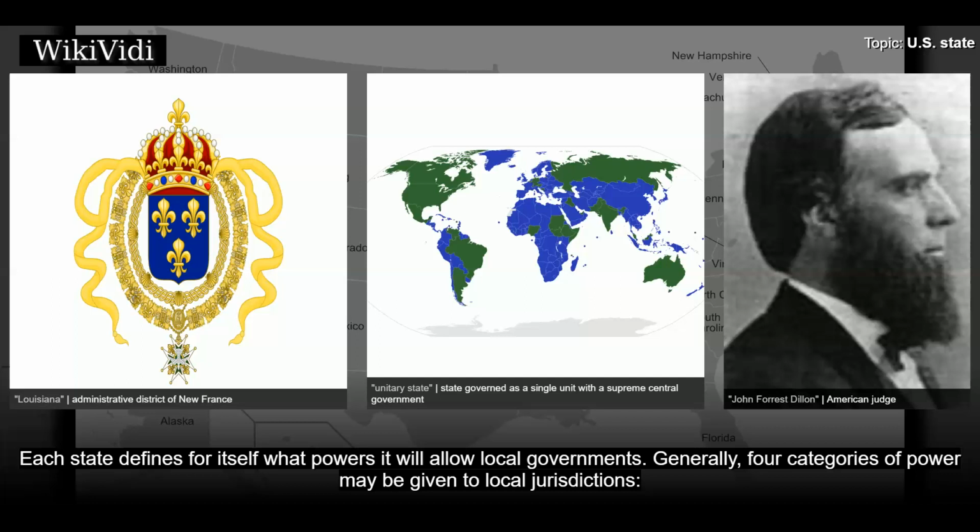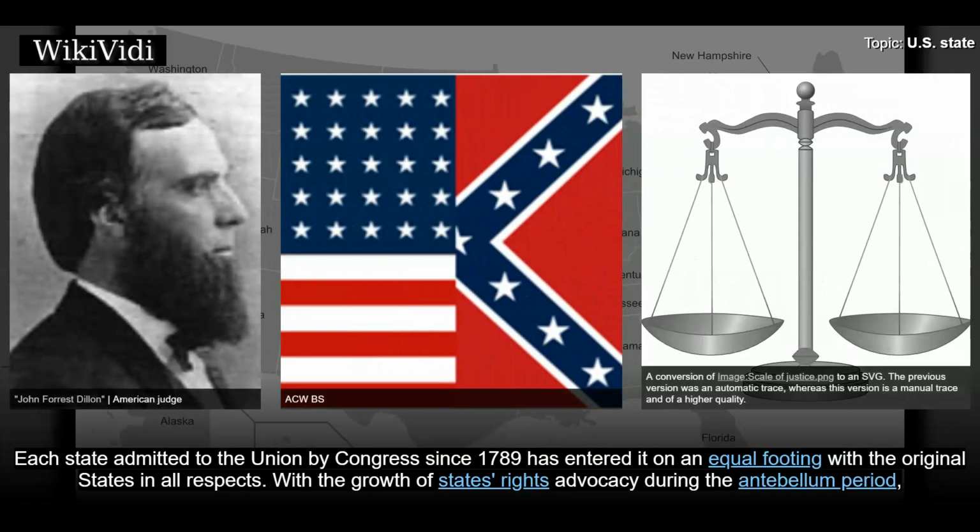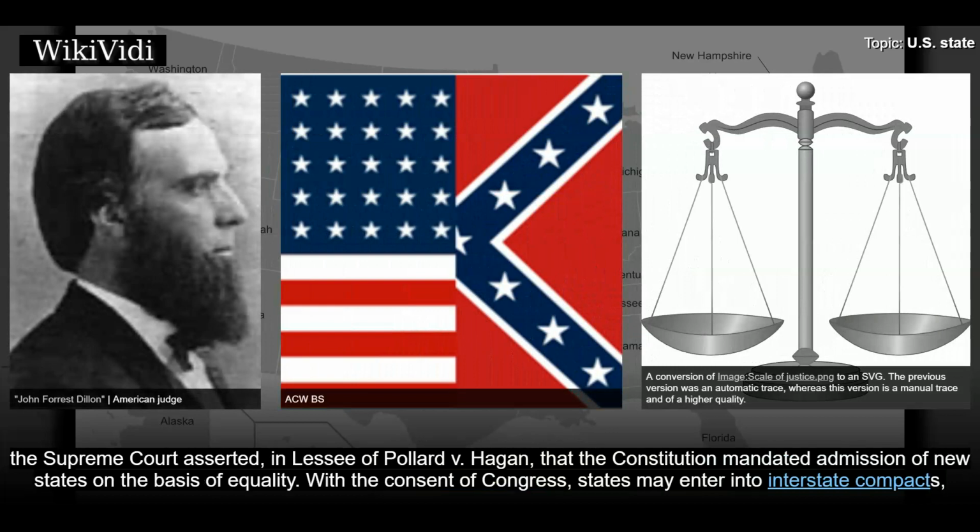Generally, 4 categories of power may be given to local jurisdictions. Among states, each state admitted to the Union by Congress since 1789 has entered it on an equal footing with the original states in all respects. With the growth of states' rights advocacy during the antebellum period, the Supreme Court asserted, in Lessieur v. Pollard v. Hagan, that the Constitution mandated admission of new states on the basis of equality.